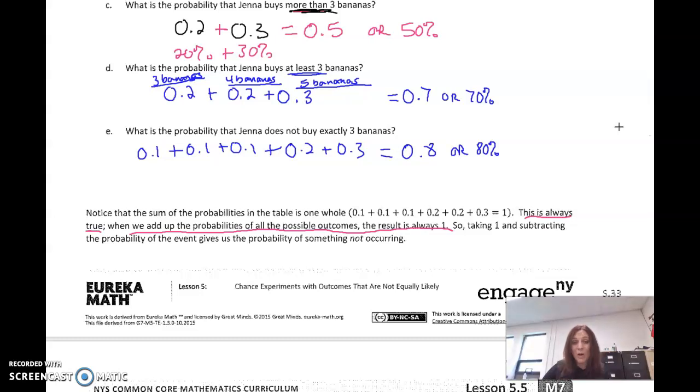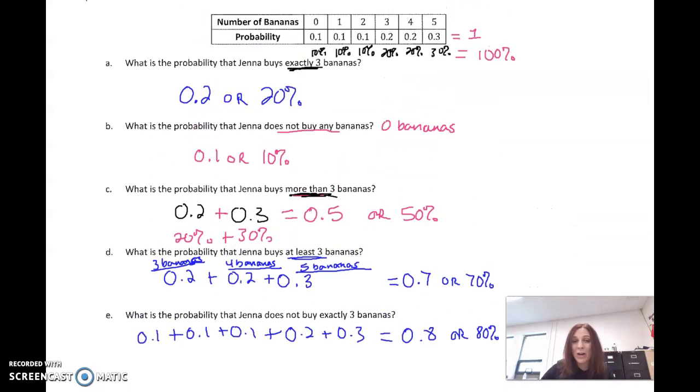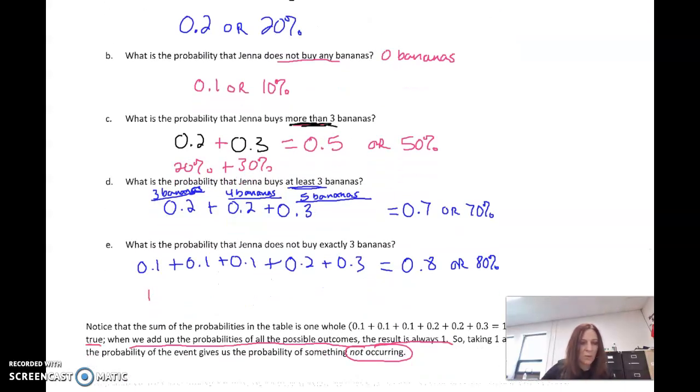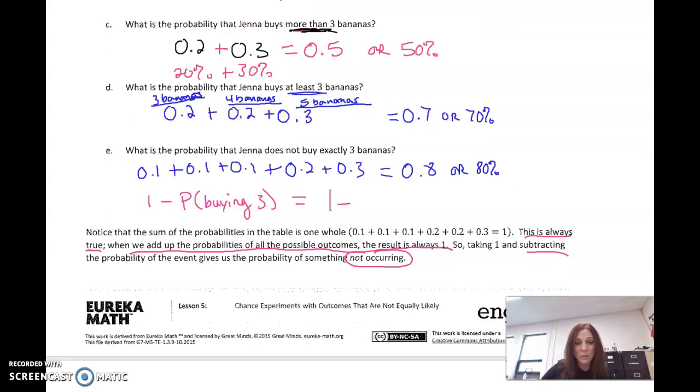So if you think of it as all being 1, if we want to find the probability of something not occurring, we can subtract. What does that mean? I know that all of these together is 1. So if I want to take out 0.2, I could go 1 minus this probability of buying 3, right? So that would be 1 minus 0.2. And guess what 1 minus 0.2 is? 0.8, or 80%. Okay, so you can either add them all up, or you can just go 1 minus it, because all together it has to equal 1 or 100%.